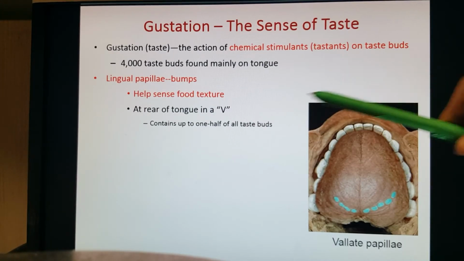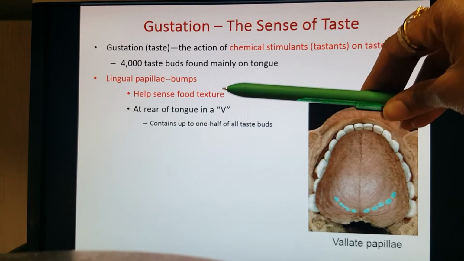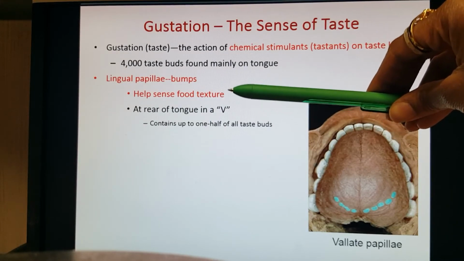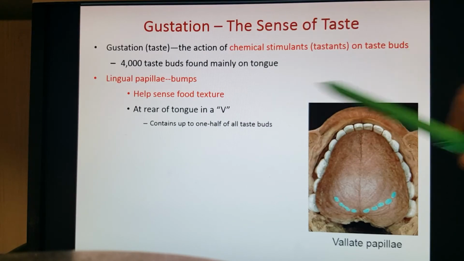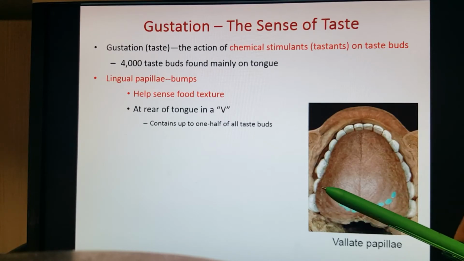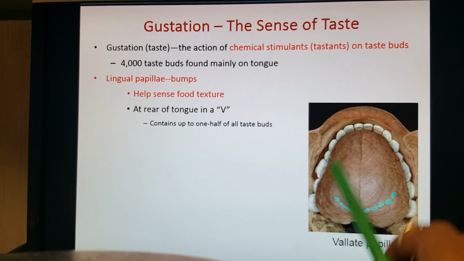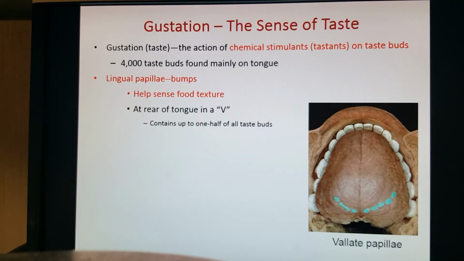Some of those taste buds are part of the bumps on your tongue, so your lingual papillae, to help sense. Taste buds for taste, lingual papillae for food texture. So here in the back, helping to determine the actual food texture of what you're eating. Also having a lot of taste buds concentrated in this back area, so right before you swallow. So teeth break down your food, and those smaller bits are able to get into those taste buds, so you're actually able to taste your food.